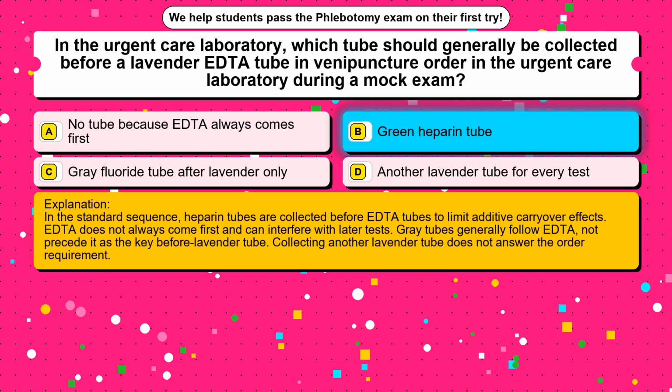EDTA does not always come first and can interfere with later tests. Gray tubes generally follow EDTA, not precede it as the key before the lavender tube. Collecting another lavender tube does not answer the order requirement.